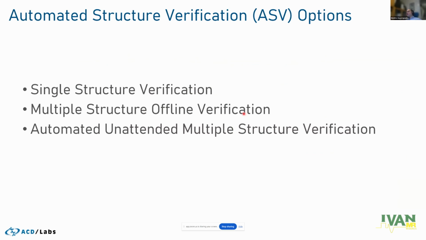Or you can have multiple structures, multiple data sets, offline verification. So you record several spectra, maybe you do a plate run overnight or over the weekend, then you come back and you process everything together. Or you can have the full thing, the automated, unattended, multiple structure, multiple data set verification. So you have something like an open access lab. Chemists come and submit their samples, define what experiments they want to record, and they want to have the answer as quickly as possible.